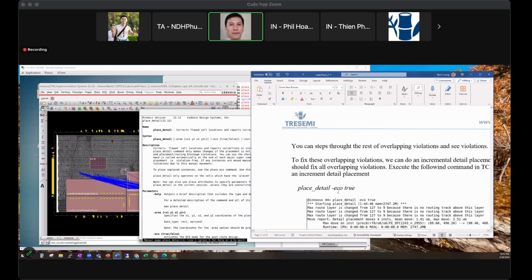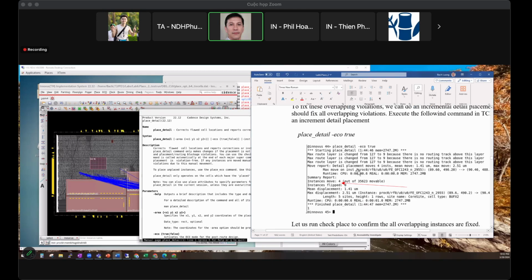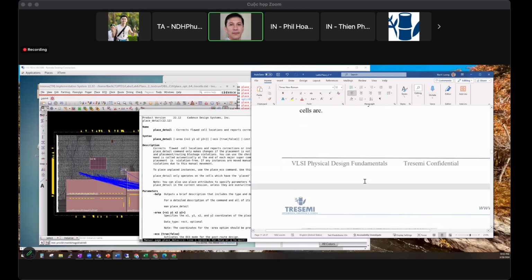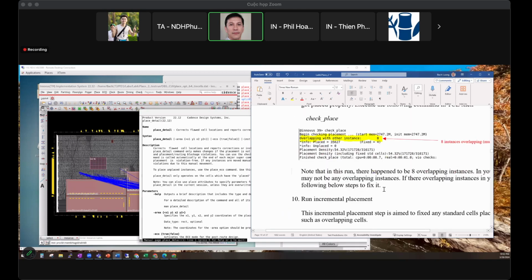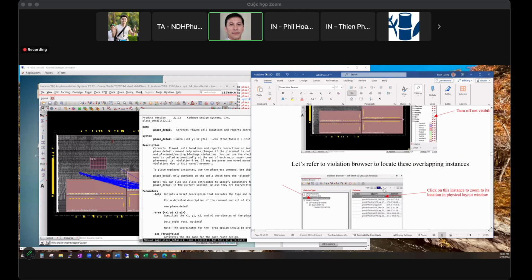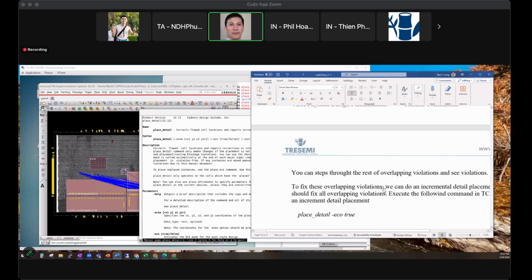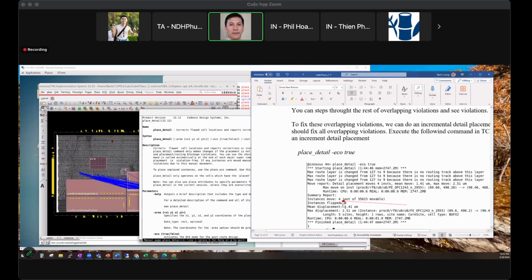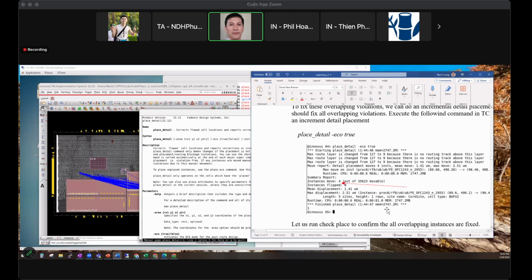Here I just have you do place_detail -eco true, and you can see the log file here. Before, we had 8 instance overlaps. I ran the incremental ECO placement, it fixed it, so there's no more overlap. It moved 4 instances. The overlap report says 8 because 4 overlapped and it moved 4 out. So if you have 1 overlap, it's reported as 2 because there are 2 cells. In this case, it moved 4 away, and there's no more overlap. It also tells you how far the distance moved, what cells, and so on.